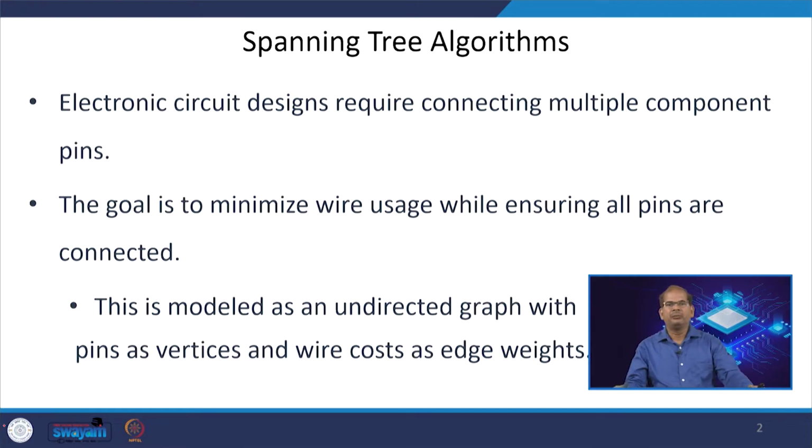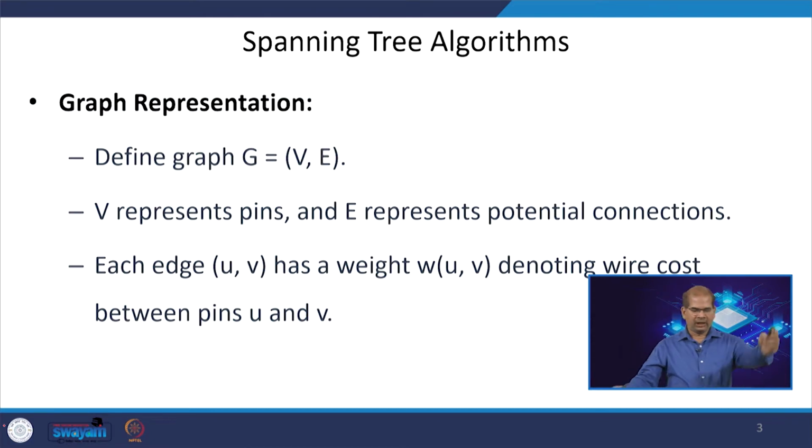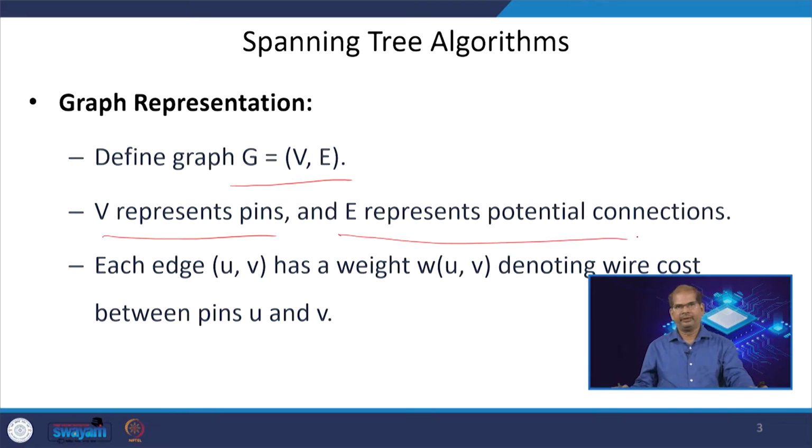of the circuits. We can model the electronic circuit as an undirected graph, where the pins and the logic gates are modeled as vertices, and the connections between the gates, or the wires or interconnects, are modeled as the edges of the graph. So, we have a graph G which is represented as V comma E, where V represents the pins and E represents the potential connections between them.